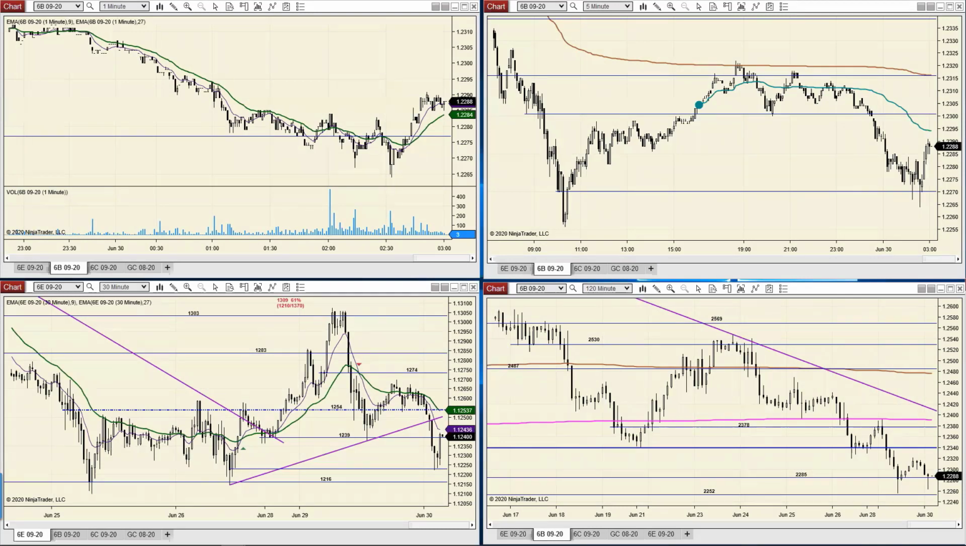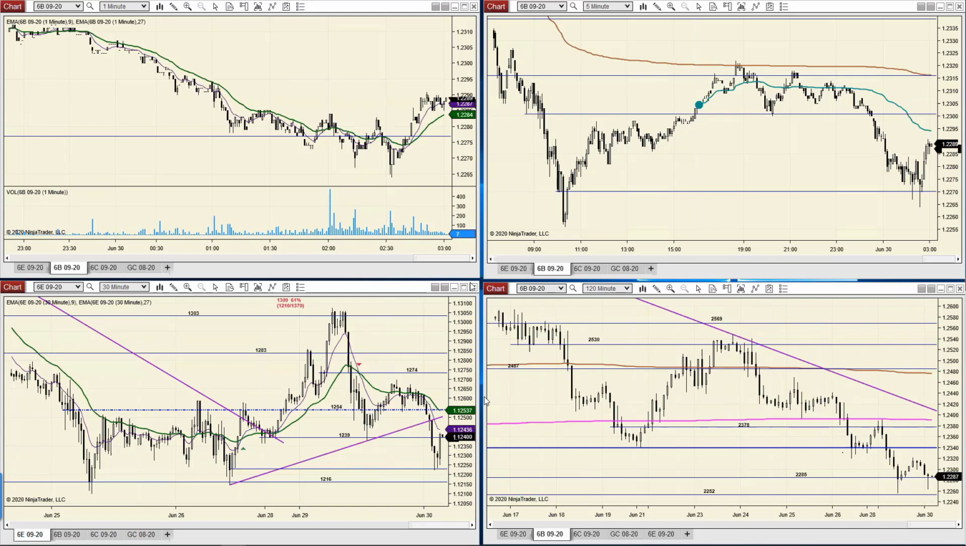We had seen the euro as well as the cable take a dip here. You can certainly see that right here with the euros. It broke the trend line here, as well as the cable. We're looking at the futures, the 6E with the euro here, and then of course the cable right here with the 6B.